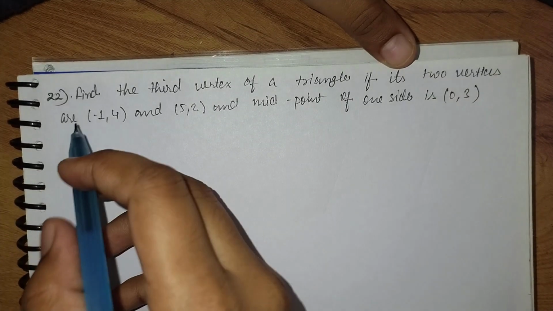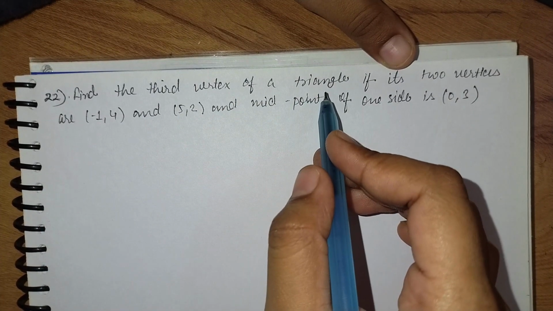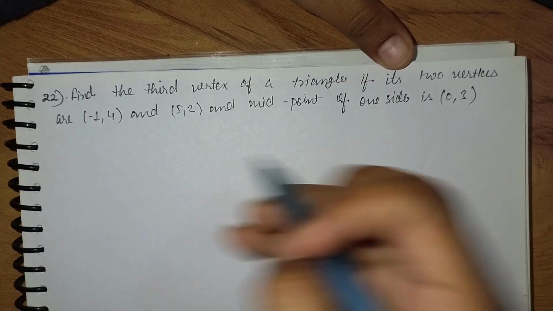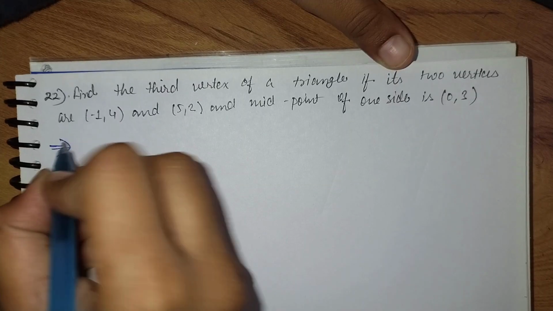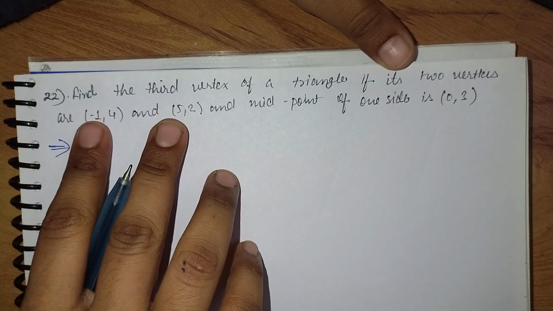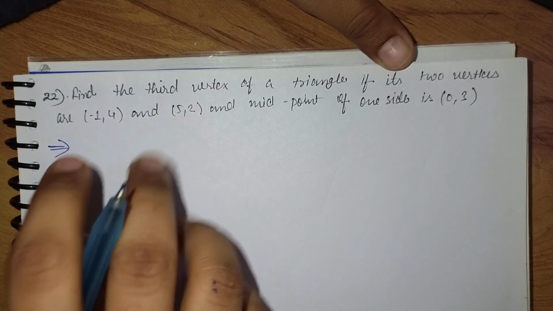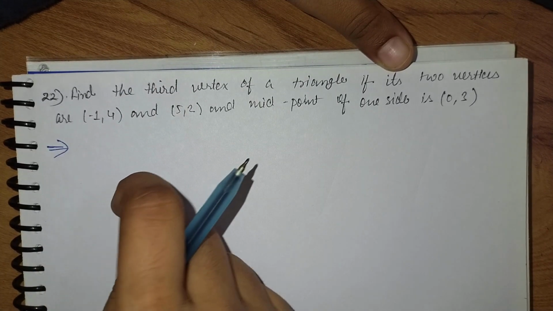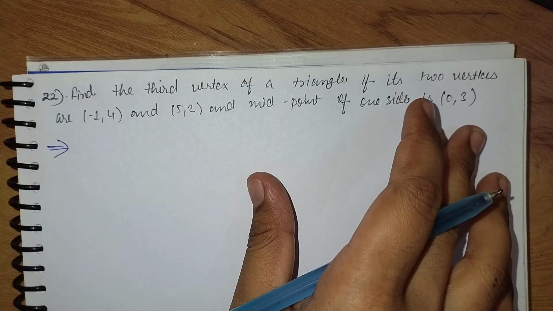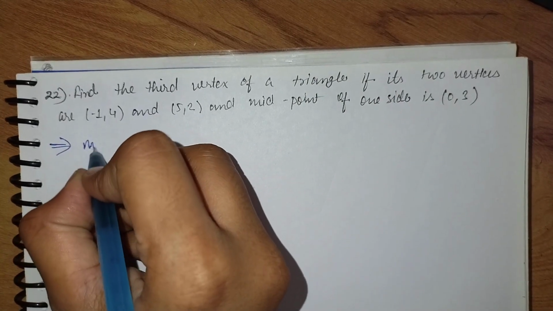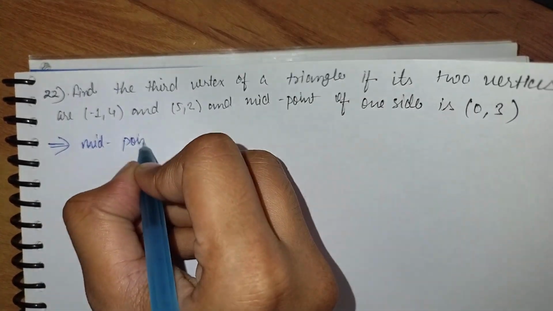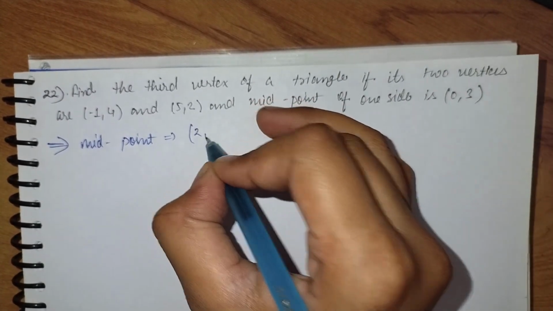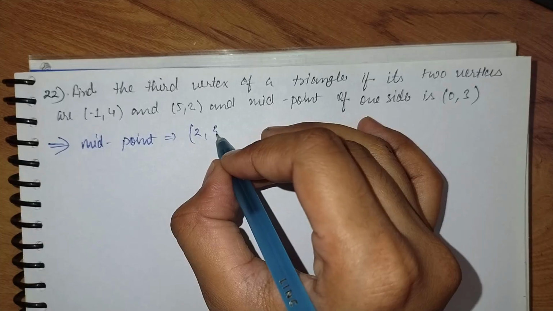Now let us solve question number 22. We have to find the third vertex of a triangle if its two vertices are given and the midpoint of one side is 0 comma 3. As we know, if we apply the midpoint formula to these two vertices, if we add them, we get the midpoint equal to (5 minus 1) upon 2, which will be 2 only, and (4 plus 2) upon 2, which will be 3 only.